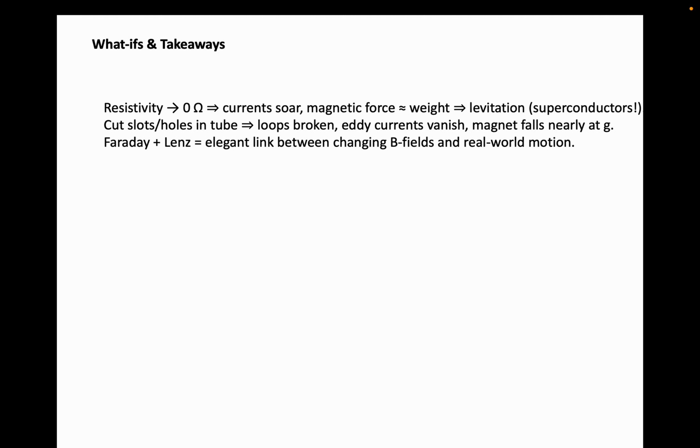So here are the what-ifs and takeaways. So let's play what if. Zero resistivity, think superconductor. dΦ/dt stays the same, but R approaches zero, so current approaches infinity. And then magnetic force could balance weight, so the magnet would literally levitate. And then for slots or holes in the tube, broken closed loops would mean no eddy currents, which would mean the magnet drops at almost g again.